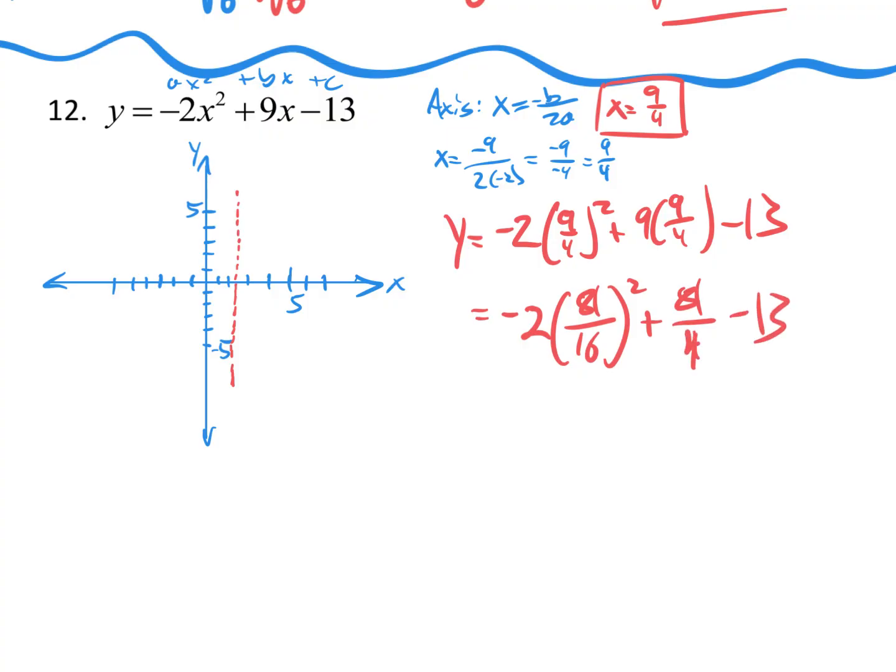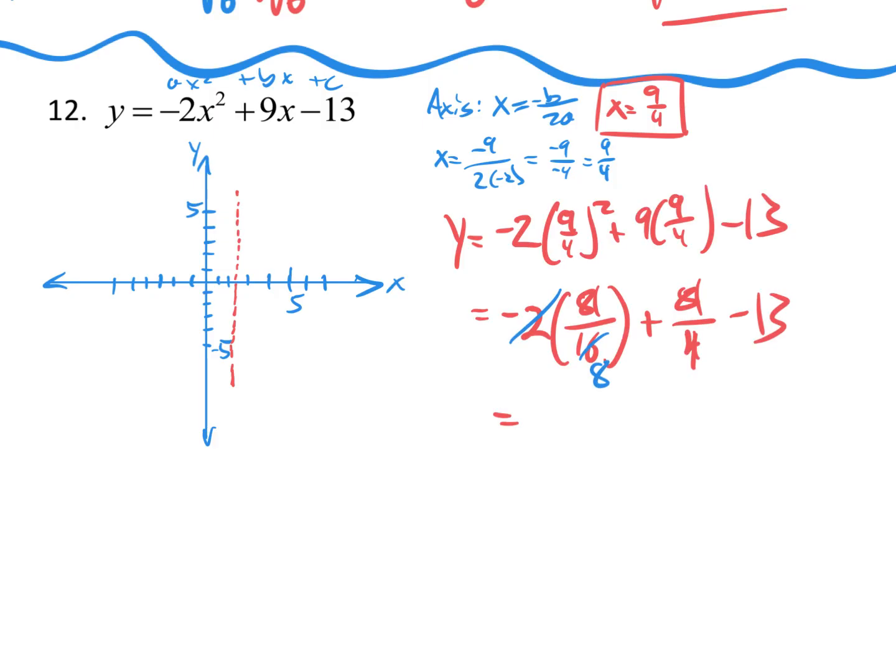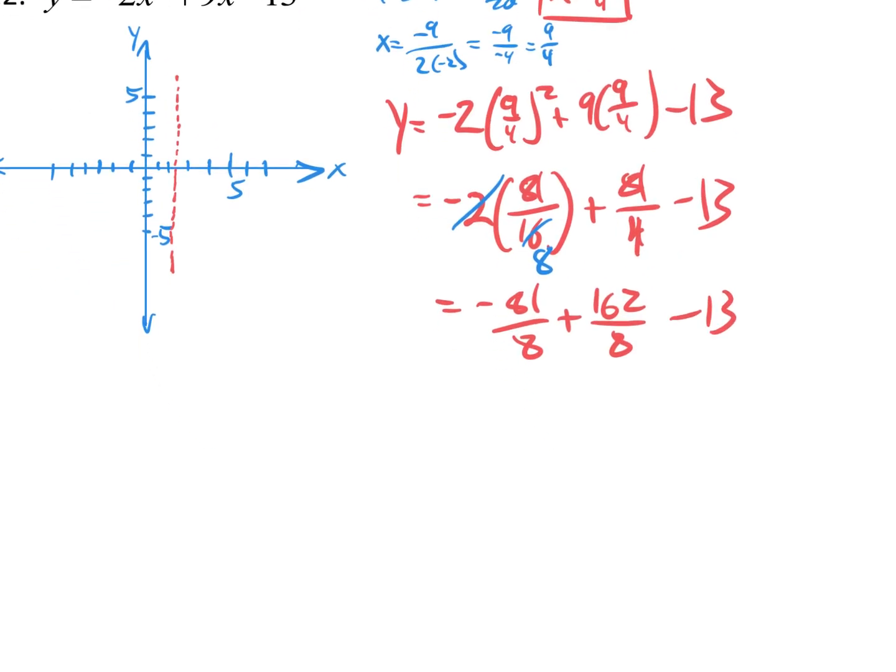All right. And we can go get a decimal. Oops, we don't need that squared anymore. I already did the squared. Good thing, because it's getting ugly. So this 2 is going to cancel with 2 of those, making that 8. So this is going to be negative 81/8. And let's get a common denominator. Double this is 162/8 minus 13. All right.